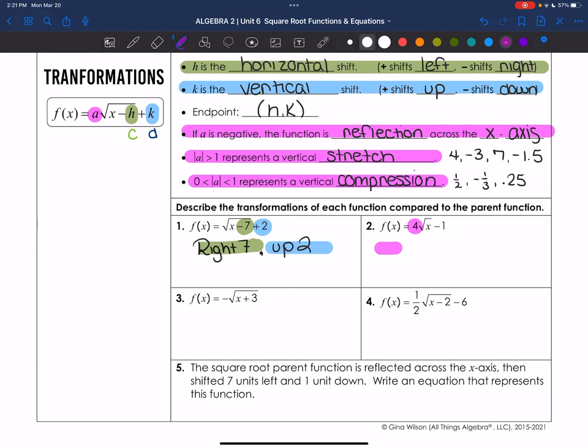Because of that 4 in front, we are going to have a vertical stretch. It's a vertical stretch, really by a multiple of 4.